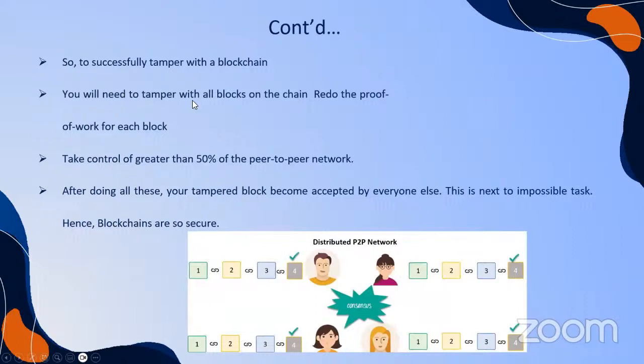So we would need to tamper with all the blocks on the chain and redo the proof of work of each block, and take control of greater than 50% of the peer-to-peer network. After doing all this, your tampered block becomes accepted by everyone. So this is a nearly impossible task, hence the blockchain is so secure.